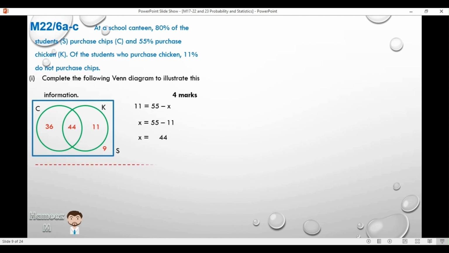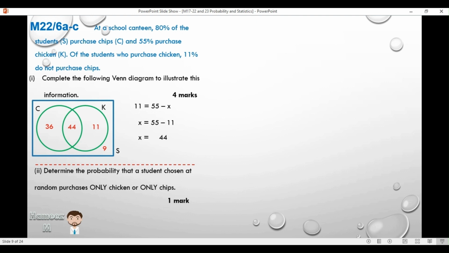So let's now move on to the next part, where it's asking us to determine the probability that a student chosen at random purchases only chicken, which is on the right-hand side, or only chips, which is on the left-hand side. So that will be 36 plus 11, which is 47%. Or we can write it as 0.47. So that is the probability of choosing such a student.